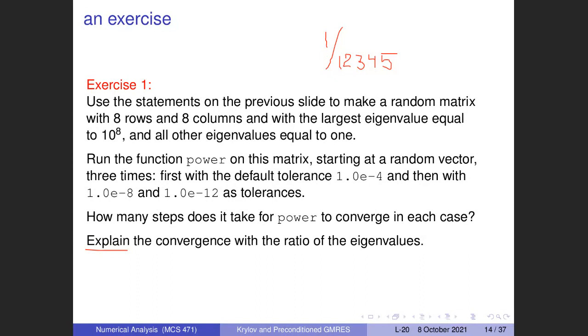Although that could have been another exercise that I could have assigned. What happens if you run the power method on an orthogonal matrix? We have an exam coming up, so there are many extra exam questions that I can ask.